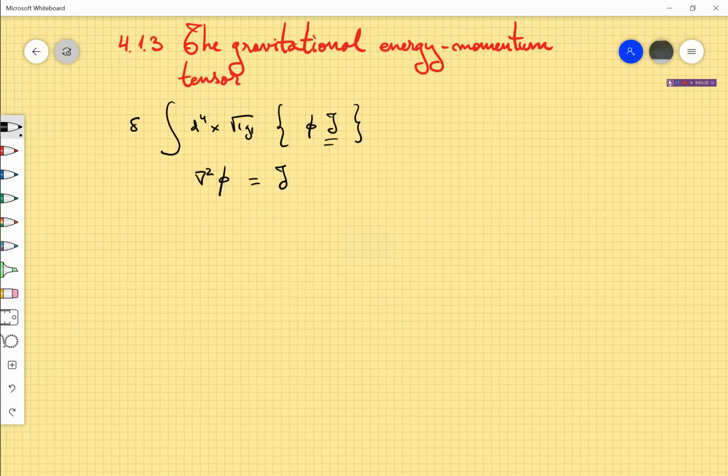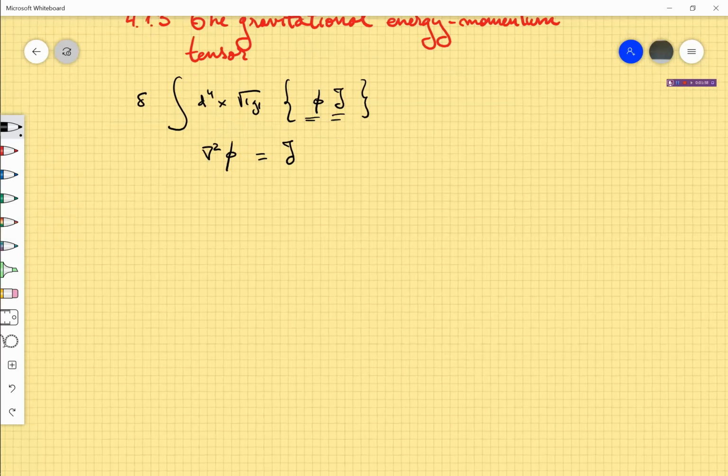Instead of nabla squared phi minus j equal to 0, you find something like this. So whatever couples, this is what coupling means in this jargon, comes multiplied by phi in the action, will appear as a source of the scalar field. Given some j, you can find what this phi is. In this case, it's a bit more complicated.